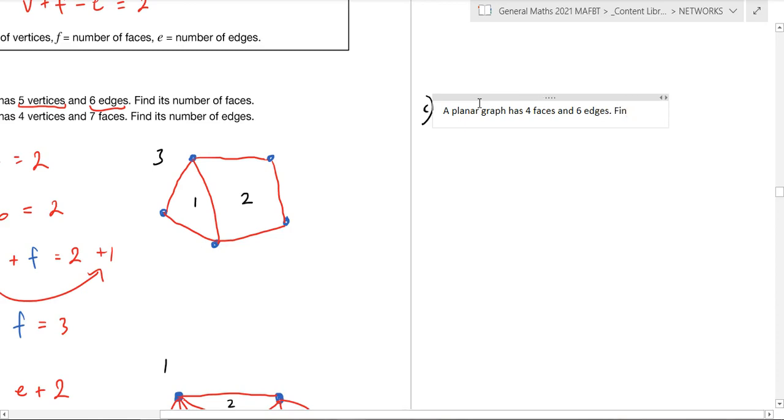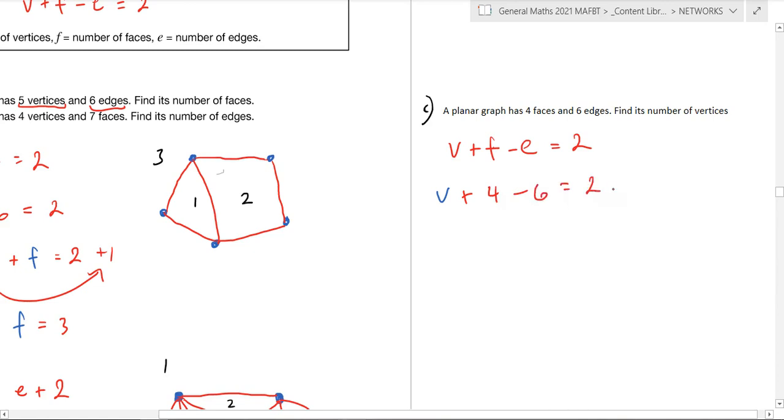Find its number of vertices. I'm not sure if this example will make sense, but let's see how it goes. So planar graph has 4 faces, 6 edges. Find its number of vertices. So use the formula. V plus F, take away E, equals 2. I don't know how many V's there are, but I know it's got 4 faces and 6 edges. It should equal 2.